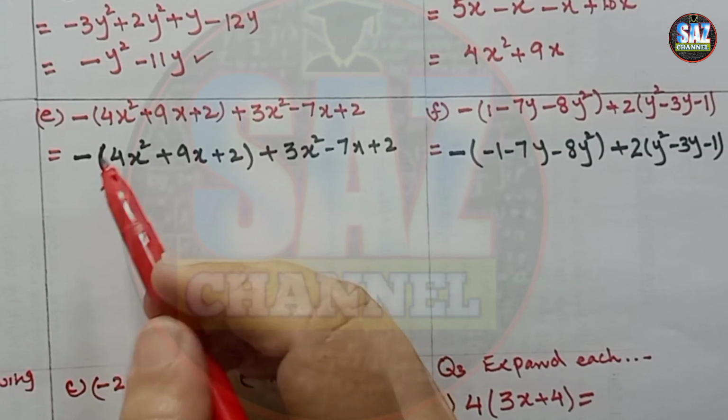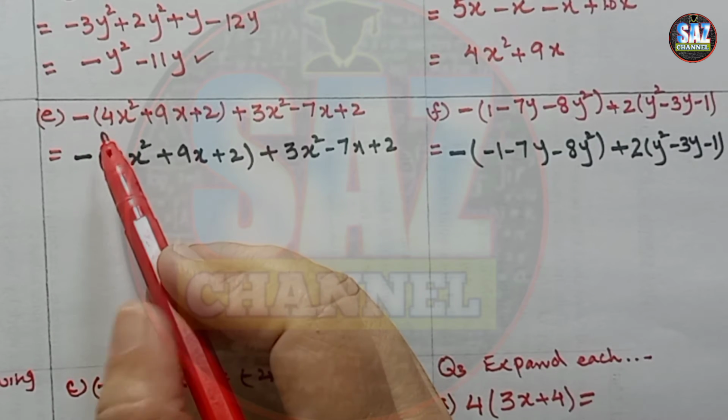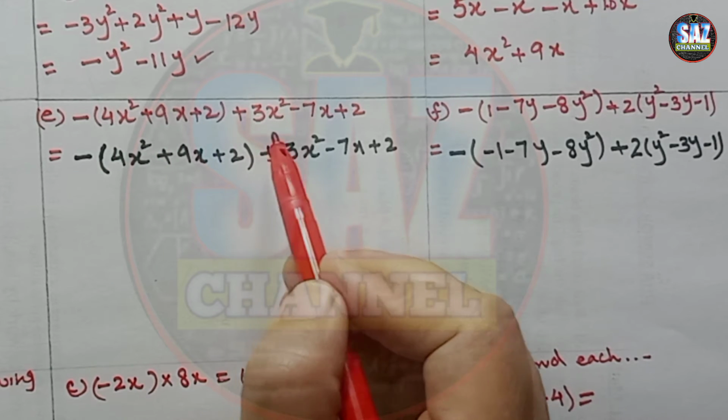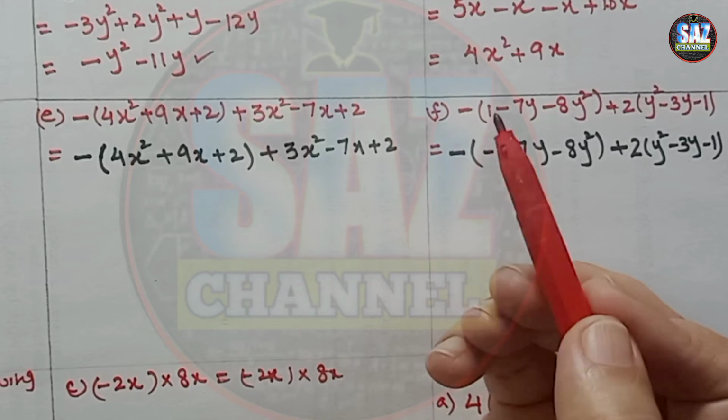And the next part is minus, then bracket starts 4x square plus 9x plus 2 plus 3x square minus 7x and plus 2.